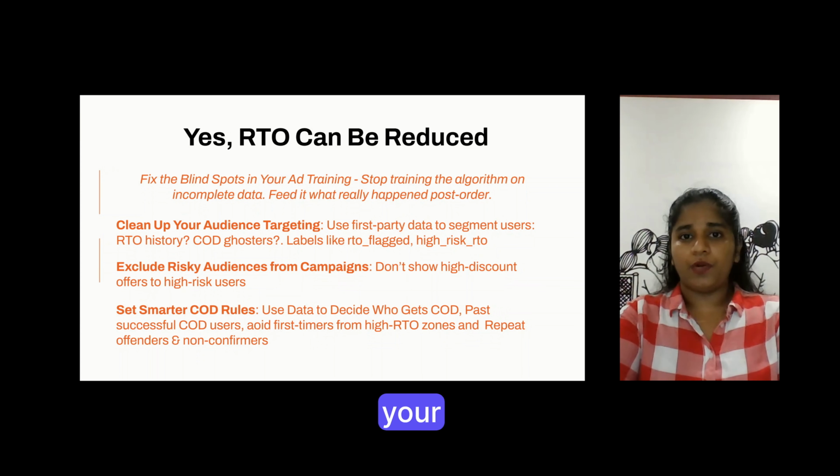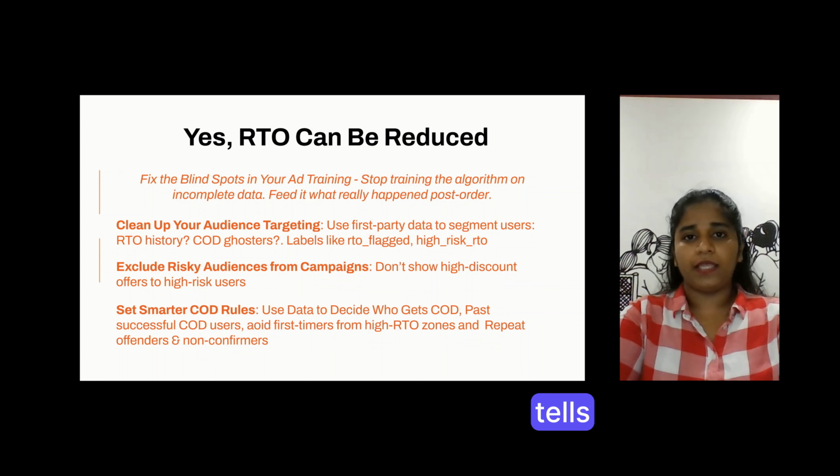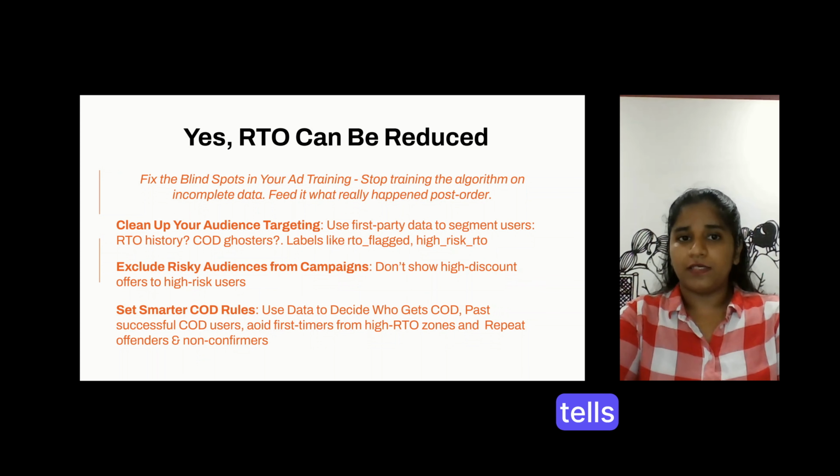First, clean up your audience targeting. First party data tells you more than just who clicked. It tells you who confirmed, who accepted delivery, and who posted. So, what can you do? Segment them. People with RTO history, users who cancel last minute, COD folks who never confirmed, tag them all, literally give them labels like RTO flagged or high risk RTOs. Now, next time you run a high discount campaign, you're not targeting everyone. You can exclude the folks who are most likely to waste your ad dollars. That's how first party data saves you before the campaign even begins.